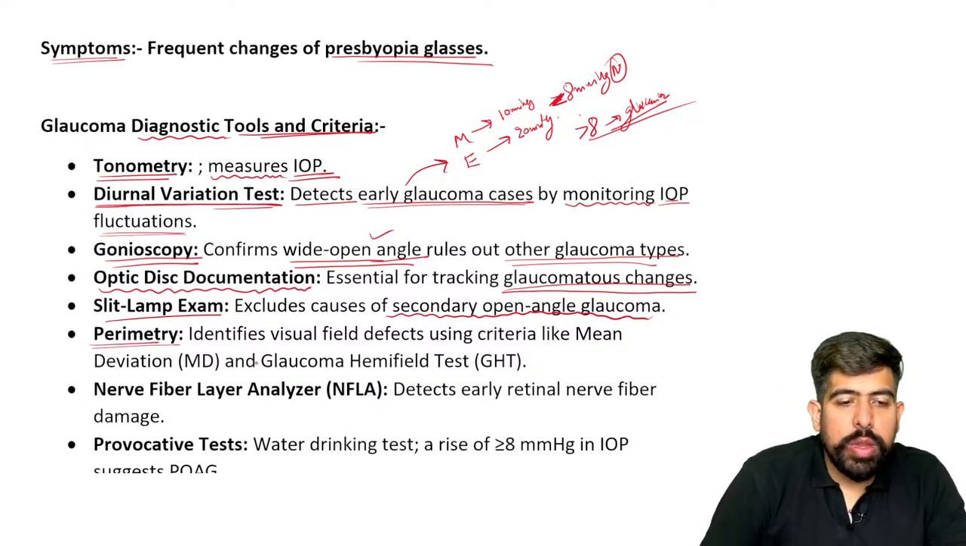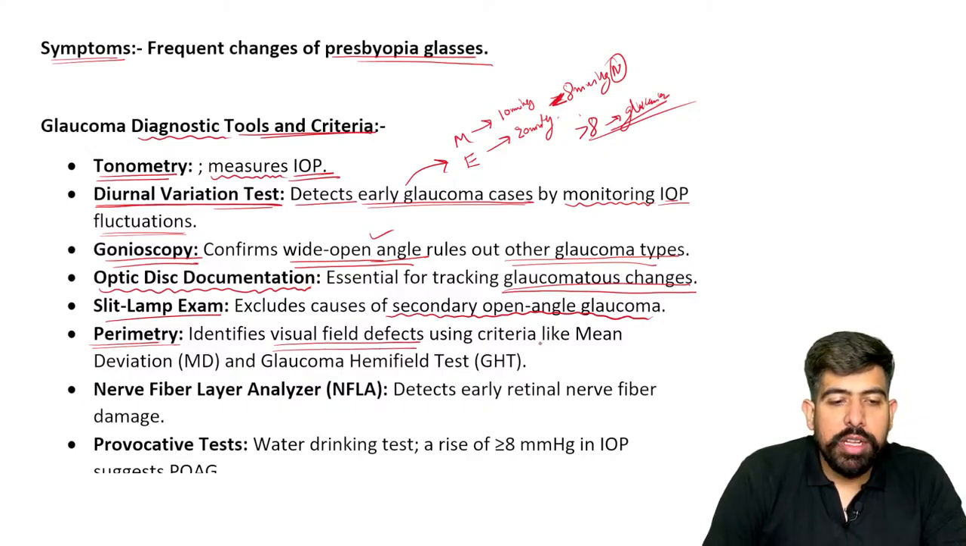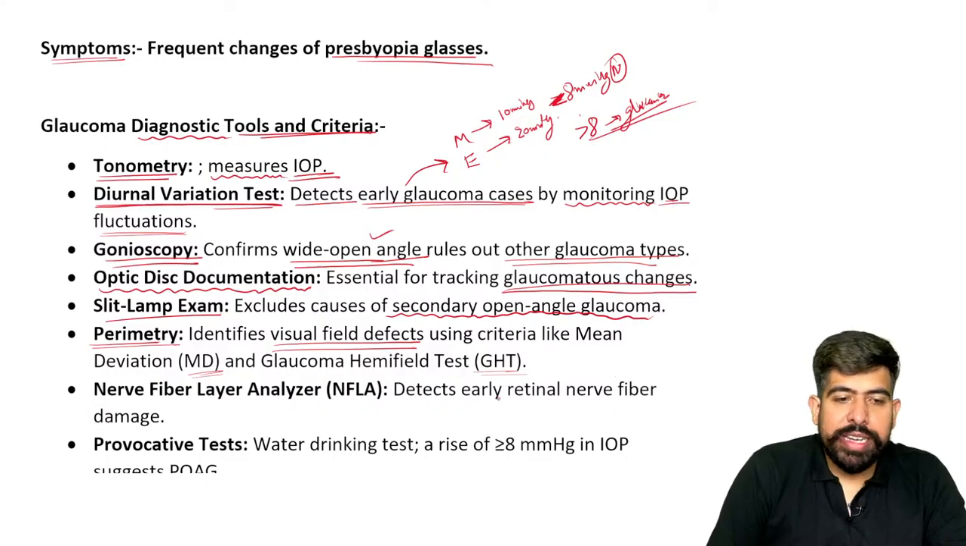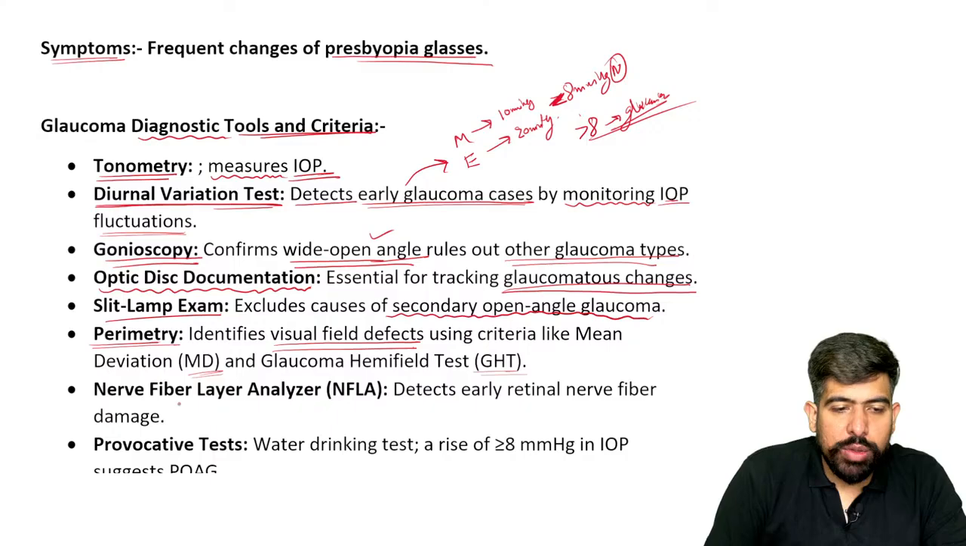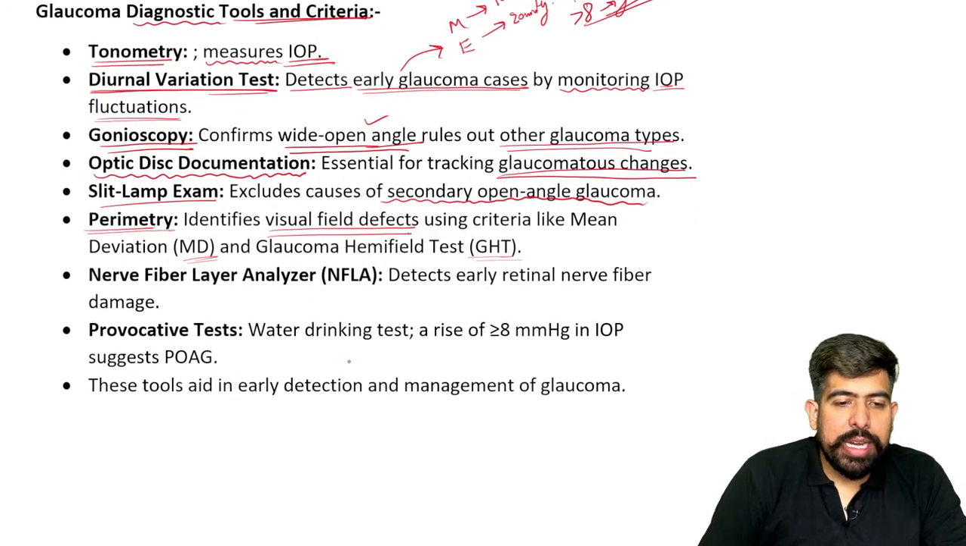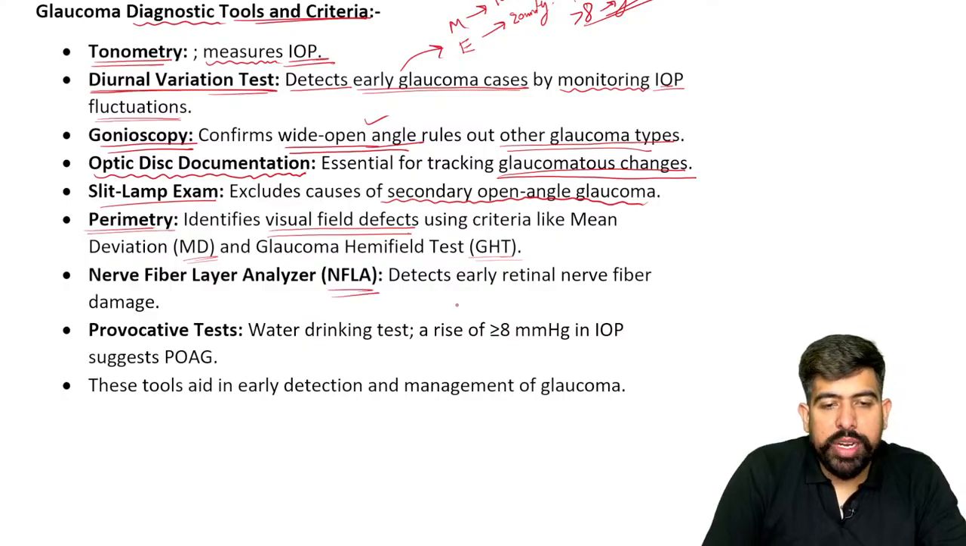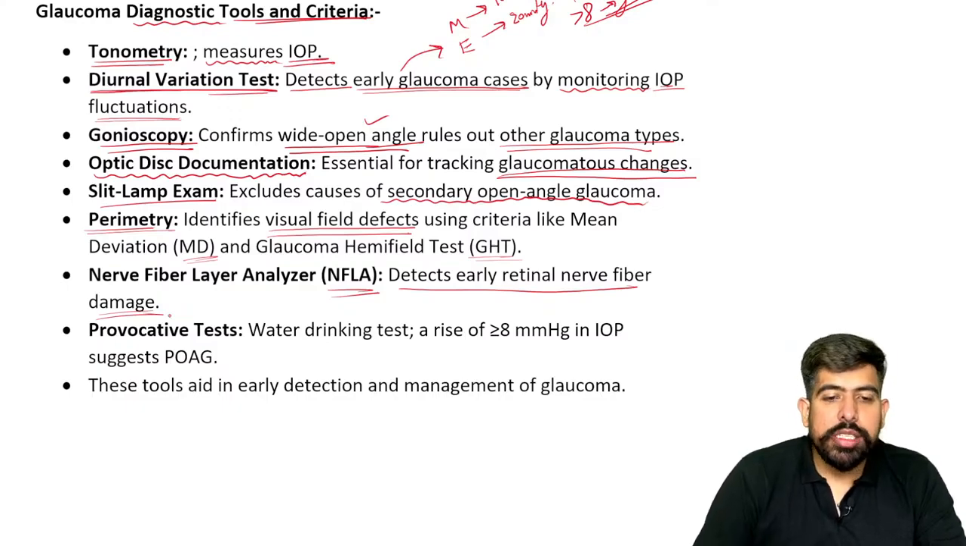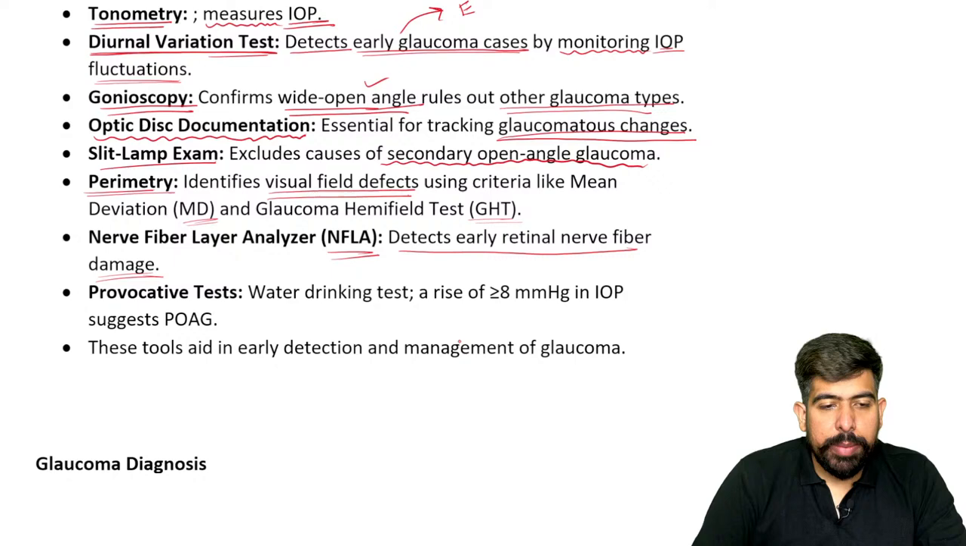Not only this, we have to do perimetry for the visual field defects, right? What kind of visual field defects are there, and we have to use criteria like mean deviation, median, or the glaucoma hemifield test. Also, we have to do nerve fiber analysis. By this we can detect early retinal nerve fiber damage.